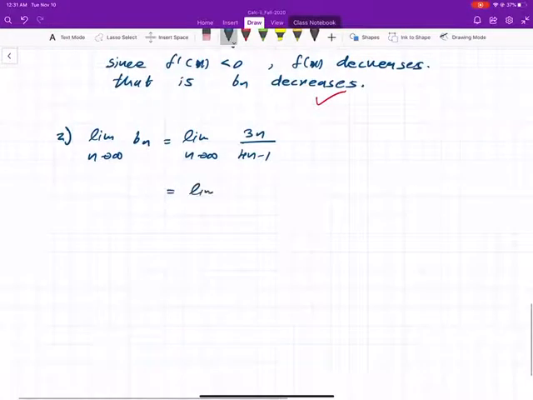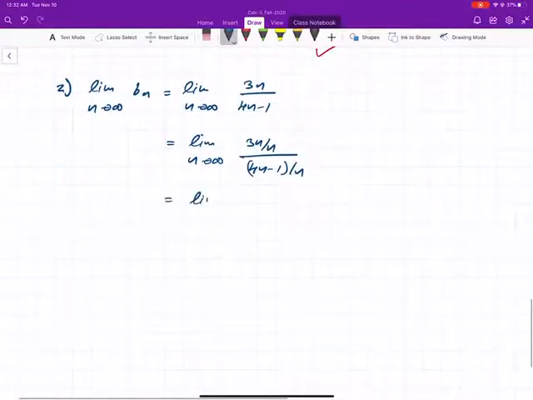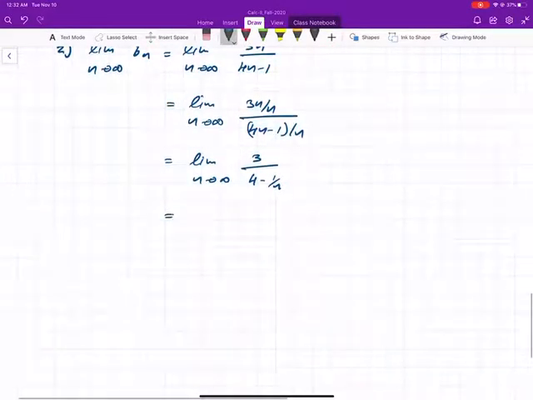So this can be written down as the limit as n goes to infinity. Now you divide the numerator and the denominator by the highest power of n. The highest power of n is n to the power 1, which is n. So you divide the numerator and denominator by that. So this equals the limit as n goes to infinity of 3 over 4 minus 1 over n. Then you apply the limit. What you get is 3 over 4.